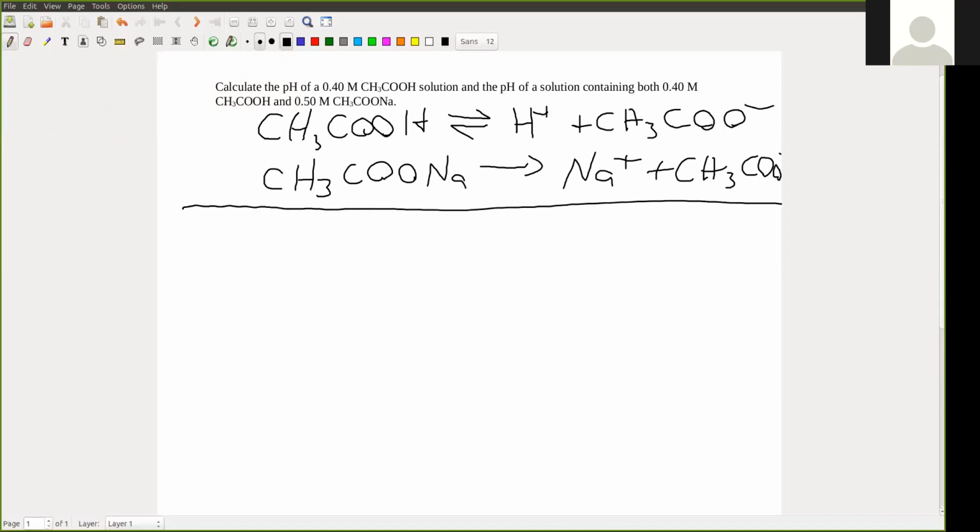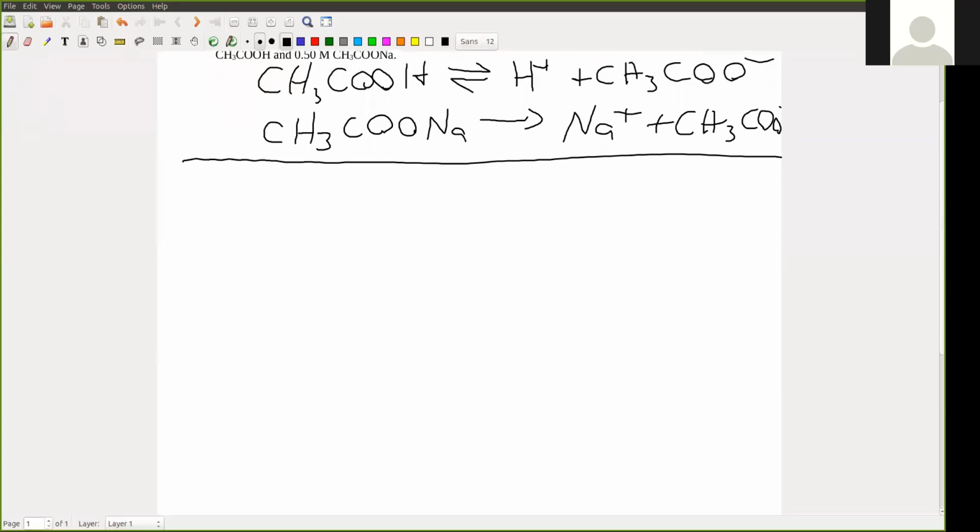So we have two equations, and they have this acetate ion in common. So in the first case, we're not worried about sodium acetate. We're just going to work with acetic acid. So let's scroll down a little bit, and we can start with an ICE table, and that's what you would generally use.